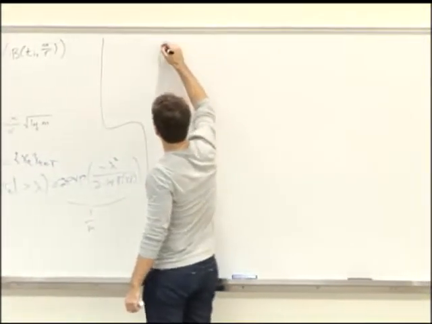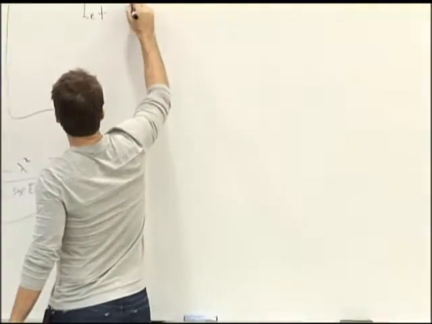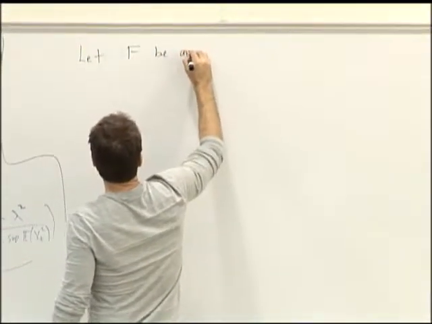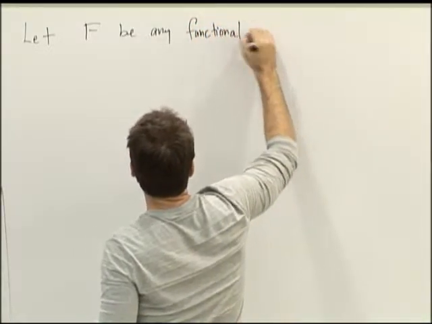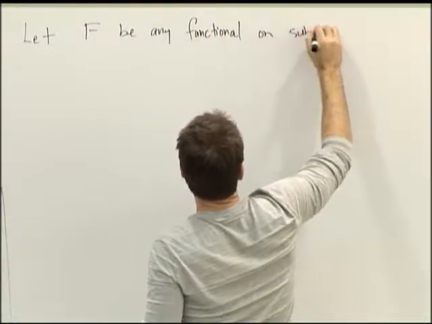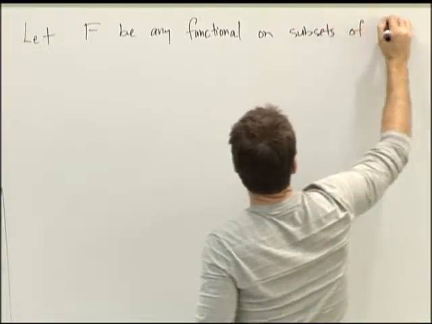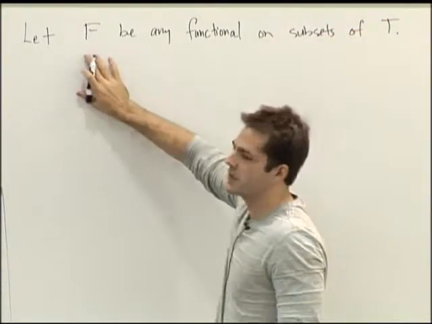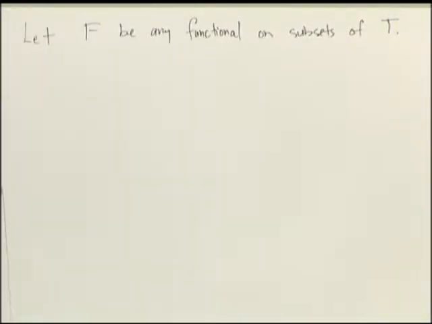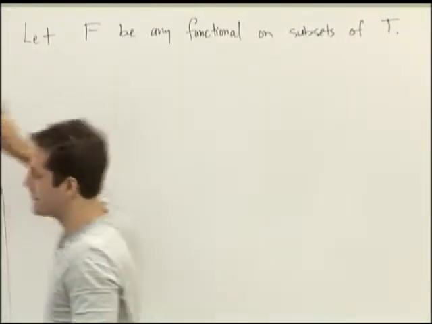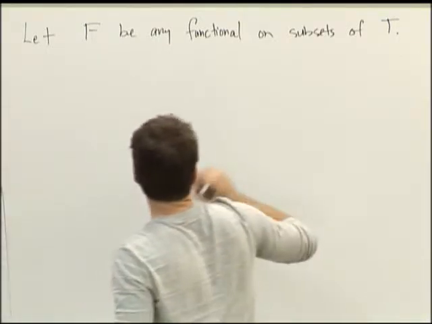OK, so let f be any functional, so just a real valued function on subsets of T. Okay? Think about f as measuring the size of the subset. The f we're going to use is actually just the expected supremum. But we can now divorce ourselves from thinking about random variables, because we're just going to use this fact. Okay? Such that two properties hold.